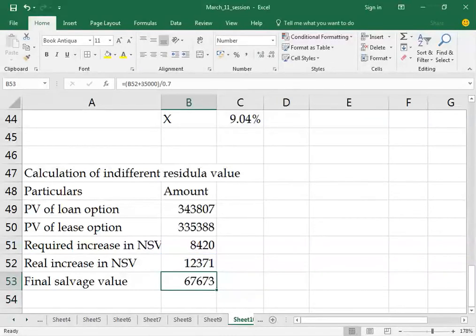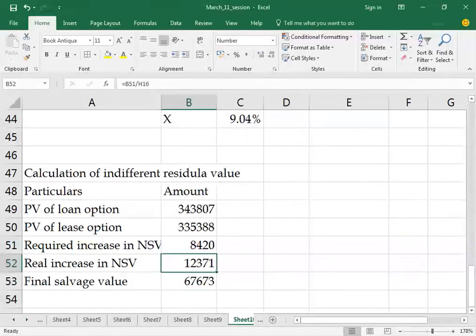So 50,000 gave us 35,000 net. My salvage value has to move to 67,673. When salvage value moves to 67,673, I'll get 70% of that, which is 47,371. That 47,371 will help me in reducing the present value of the loan option.